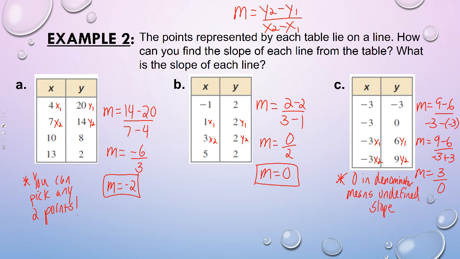So we don't want to just leave our answer as m equals 3 over 0. We want to write that we have an undefined slope here. So notice the difference between B and C. In B, my 0 is in my numerator. That's perfectly fine. That means my slope is equal to 0. In C, my 0 is in my denominator. That means my slope is undefined, and there's a difference between those.